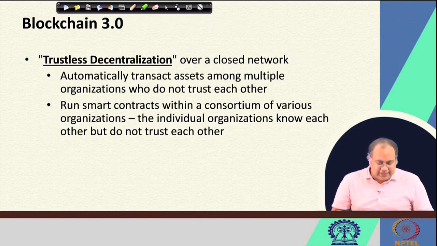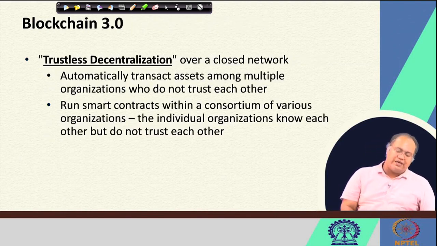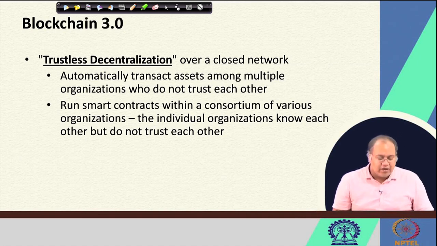So, this gives rise to the idea of blockchain 3.0, which covers an idea called trustless decentralization. What does trustless decentralization mean? It means that you have a closed network, and in that closed network you want to automatically transact assets among multiple organizations. These organizations know each other, but they do not trust each other.